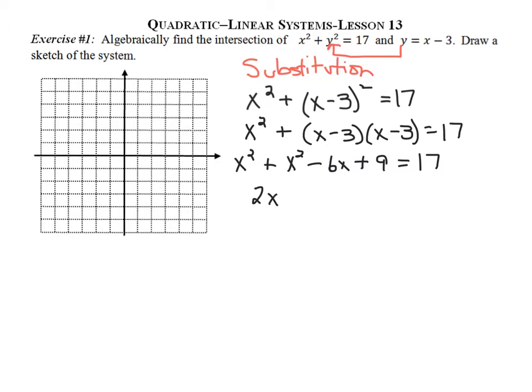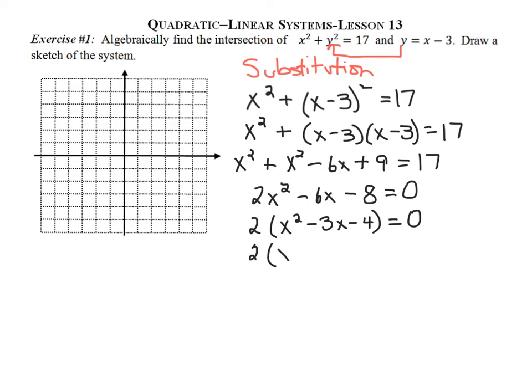I notice that this is a quadratic equation, so I want to put this in standard form. So I'm going to say 2x squared, combining my x squared terms, minus 6x, and then let's subtract 17 from both sides of the equation, so I'll have minus 8 equals 0. Now this is quadratic, but I see that it has a GCF, so I'm going to factor out my 2. And what's left over is the trinomial x squared minus 3x minus 4. We know how to factor this, so we're going to say 2 times x minus 4 times x plus 1 equals 0.